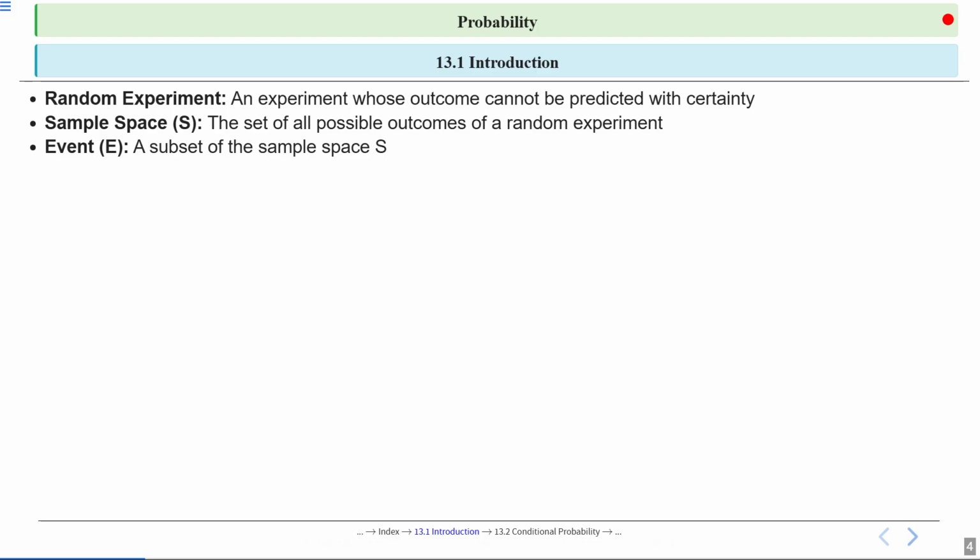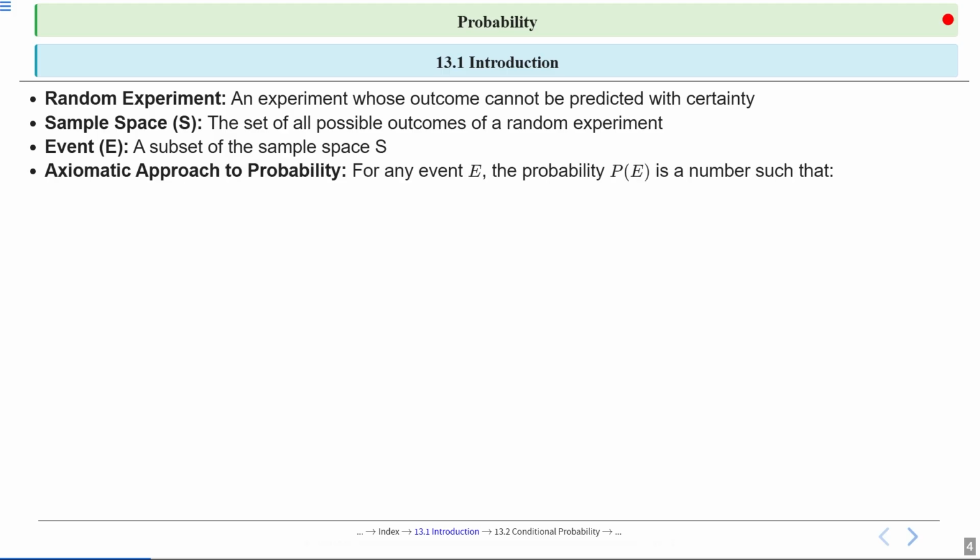Next, we will introduce the concept of an event, which we label as E. An event is any subset of the sample space, right? Now we will look at the axiomatic approach to probability. This approach gives us a formal way to assign a probability value to any event E. The probability, written as probability of E, is a number that tells us how likely the event is to happen. We will see the rules that this probability must follow.